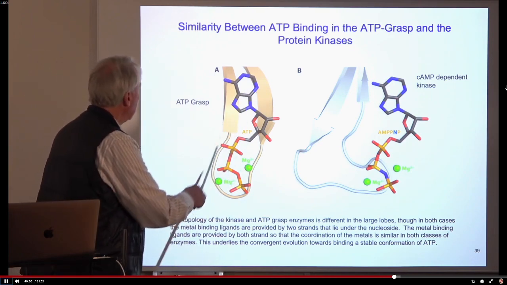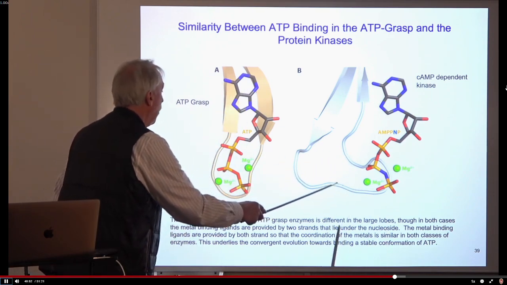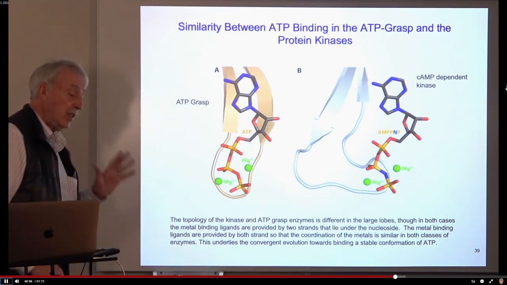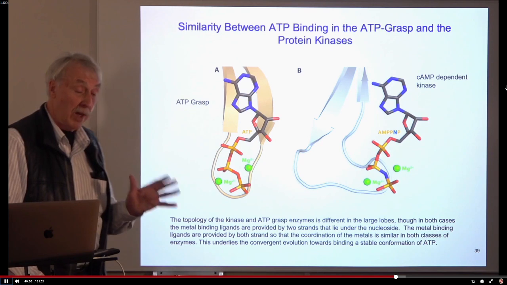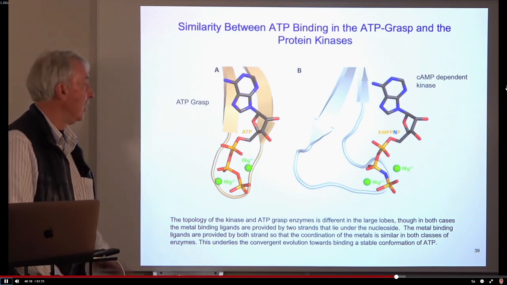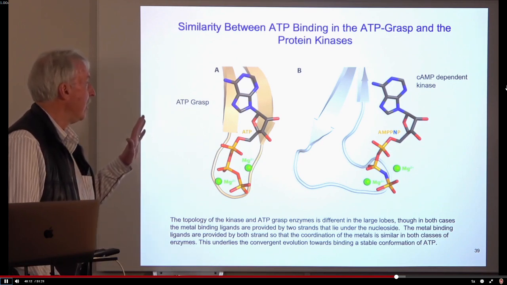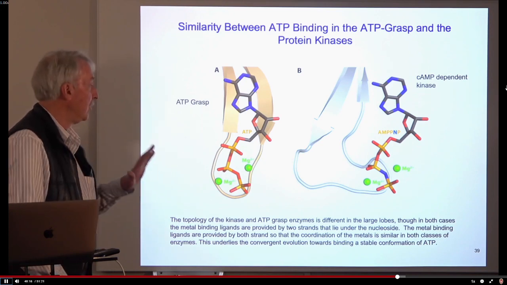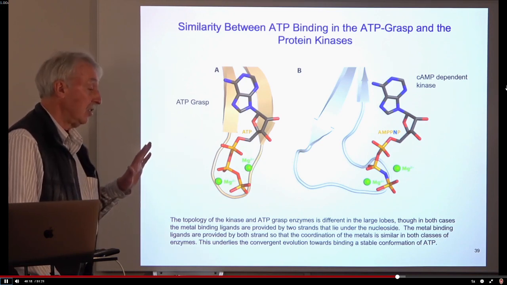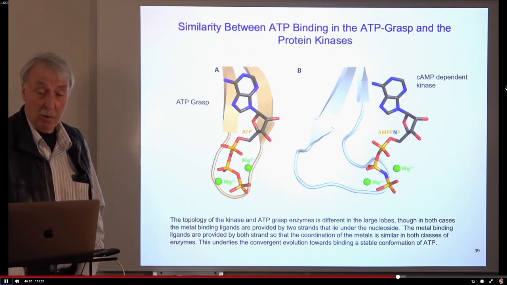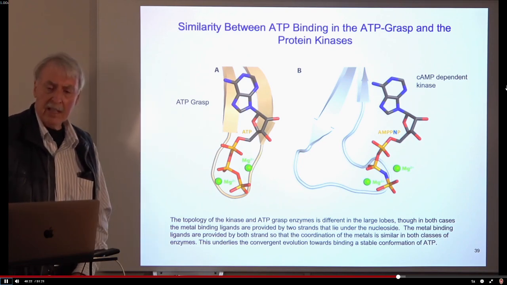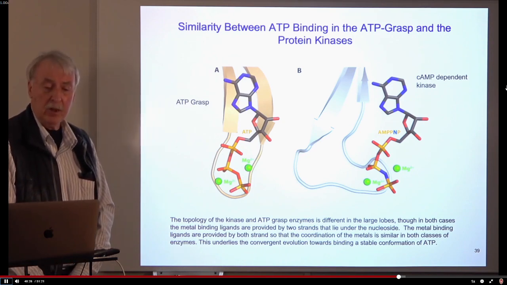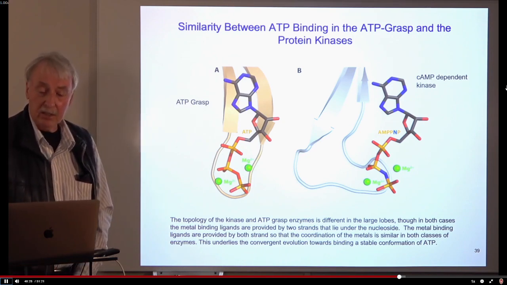Yes, there's a change in the conformation. There's still a loop involved that provides coordination. But what it tells you is that these enzymes have evolved to recognize a common conformation, a stable conformation for ATP. So the evolution has been driven by the conformation of ATP first and foremost. I'd like to spend a couple of moments talking about the mechanism for phosphoryl transfer in the protein kinases.